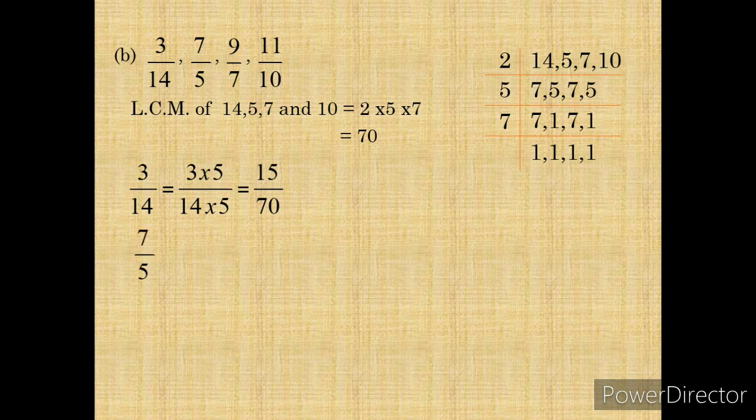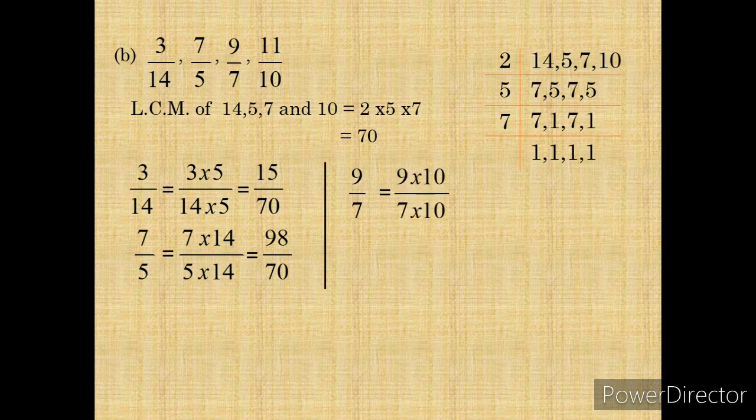Next is 7 upon 5. 5 को कितने से करें? 14. 5 into 14 is 70 and 7 into 14 is 98. So my fraction gets converted to 98 upon 70. Next is 9 upon 7. 7 is very easy to convert into 70. We multiply it by 10. So I will even multiply 9 by 10. So my fraction comes out to be 90 upon 70. Last is 11 upon 10. 10 will be multiplied by 7 and 11 will also be multiplied by 7. So my fraction comes out to be 77 upon 70.